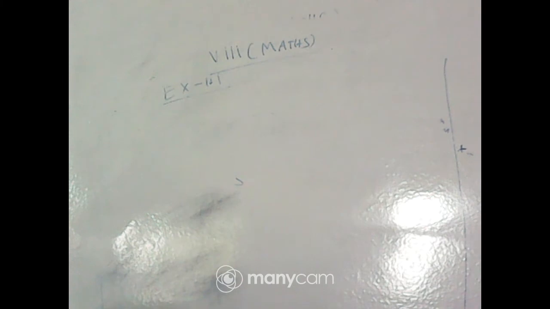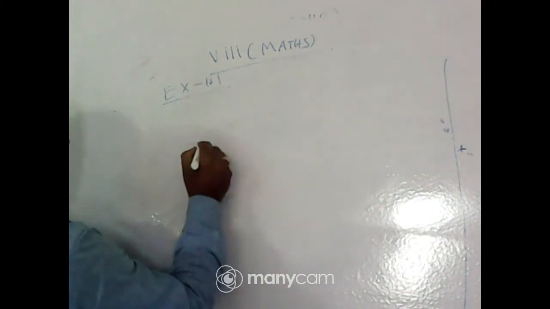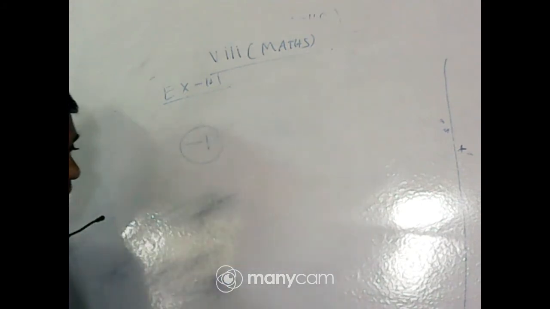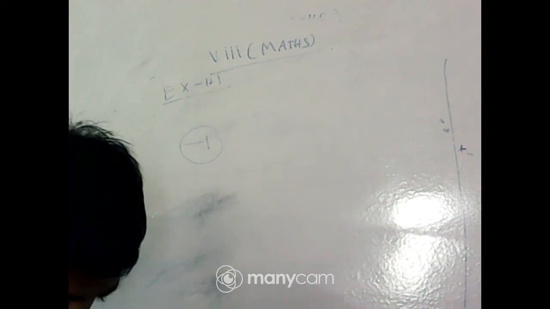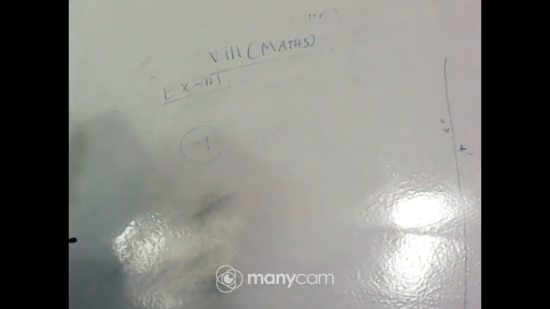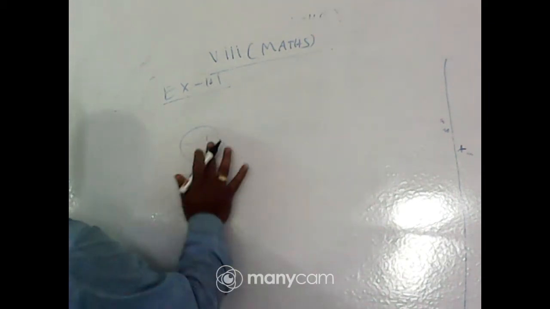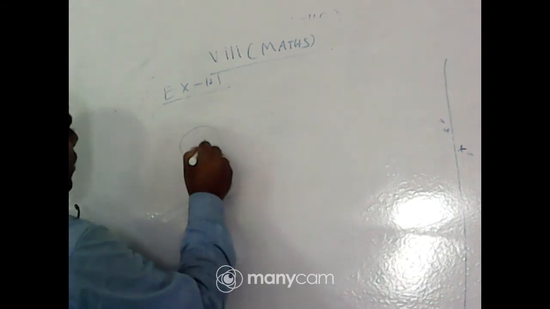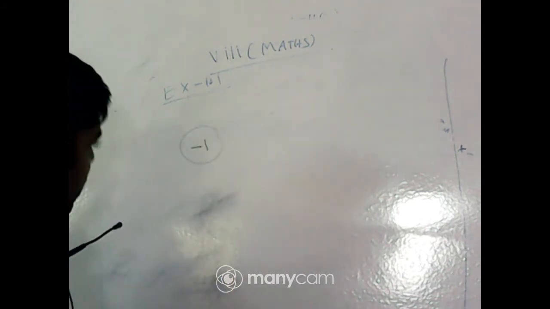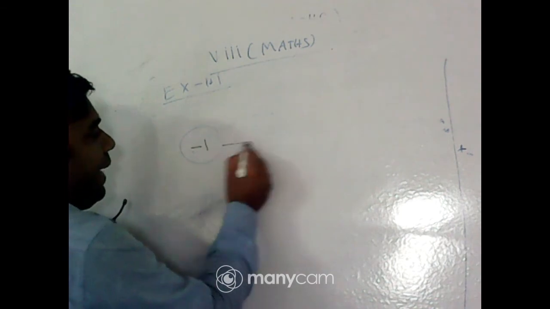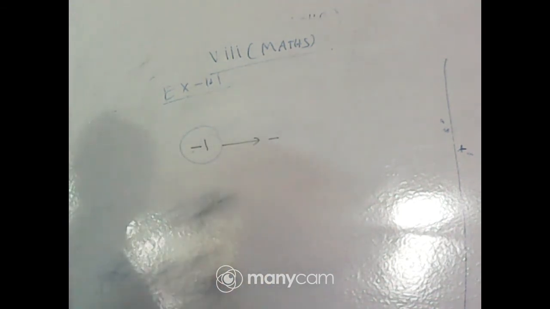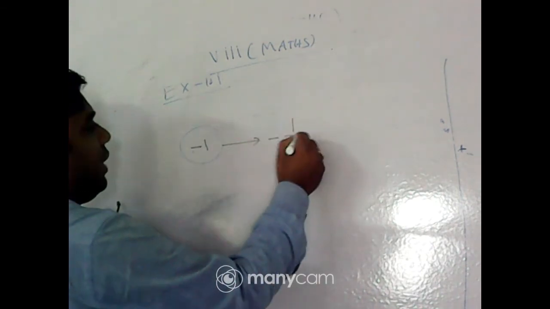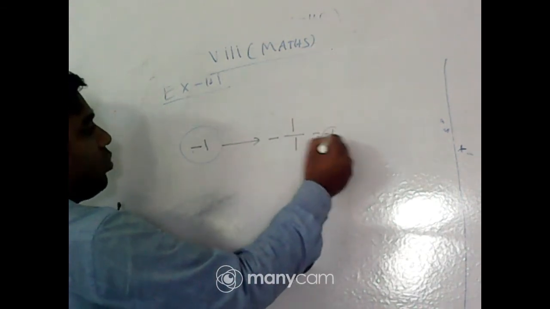Okay, next question from my side. Minus 1. What is the multiplicative inverse of minus 1? Yes, as it is negative, the sign of its inverse should be negative, and it will be 1 by 1, that is also minus 1.